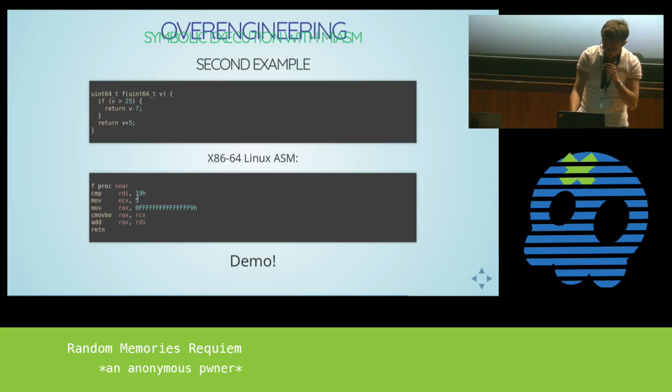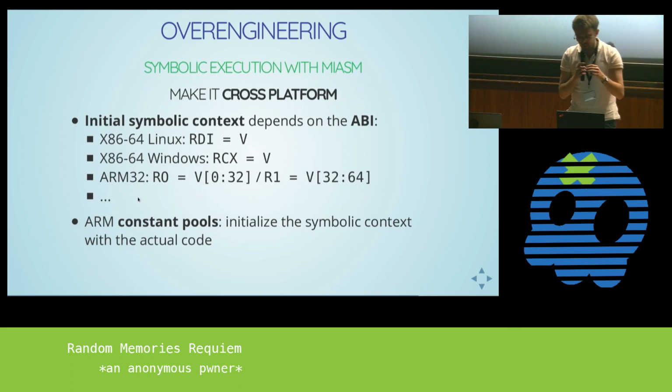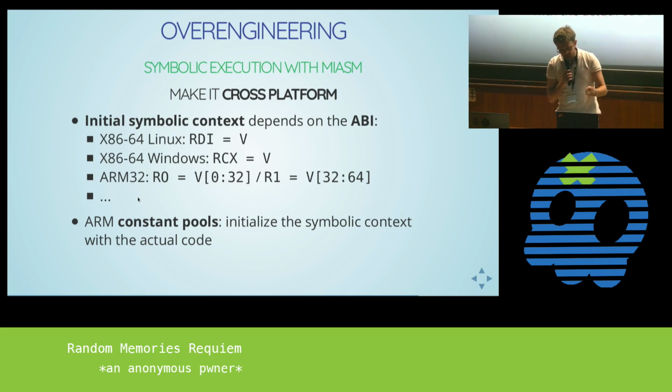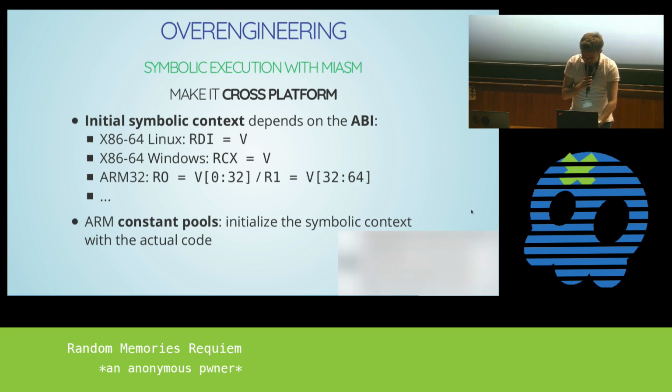And we need to make this cross-platform, because here the ABI really depends on the architecture. For instance, on Linux, the argument is RDI. On Windows, it's RCX. On ARM32, it's using 2 registers for 64-bit integers and so on. And there's a small gotcha with ARM constant pools, because in ARM32, you can't put 32 or 64 bits in instructions, so the constants are within the code. So you need to load your code within your symbolic states, so that they can be actually read by the symbolic emulator.